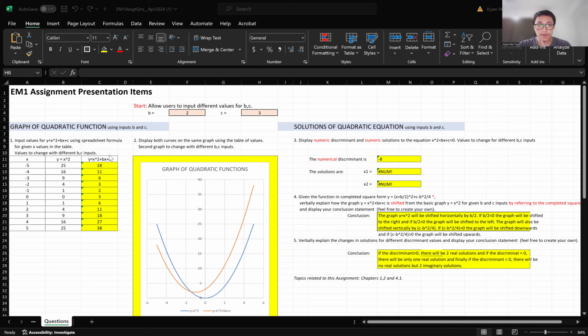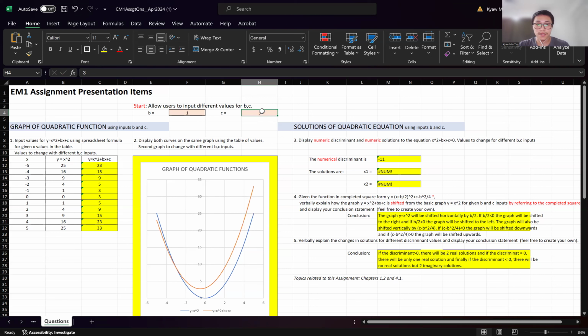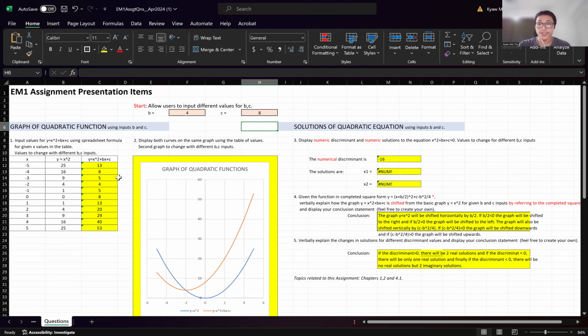So for the first question, we can get the value of y by the formula y = x squared + bx + c. If we change the values of b and c, then the values of y will also change, as you can see in here. The values of y will change just like this.